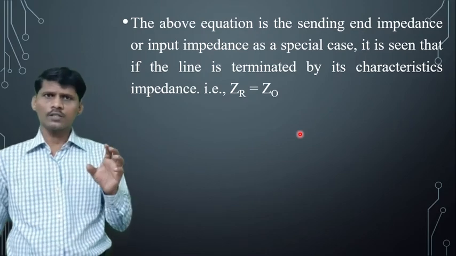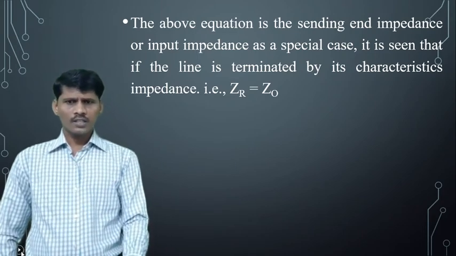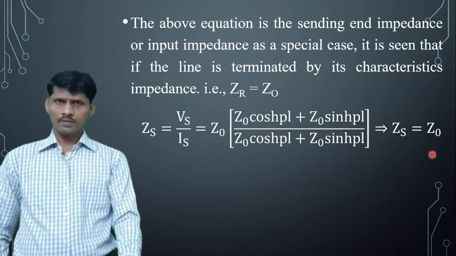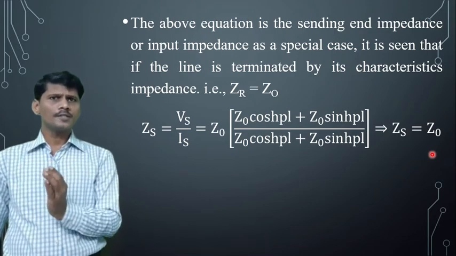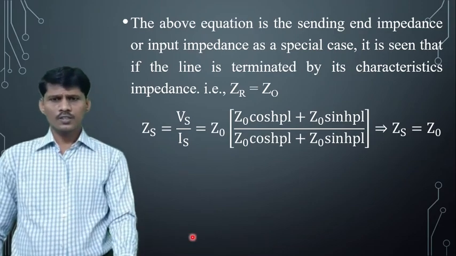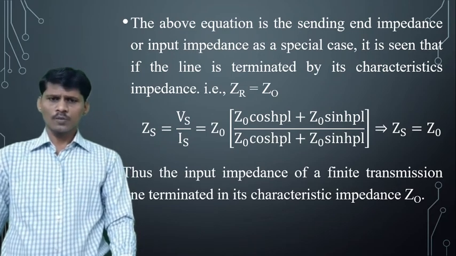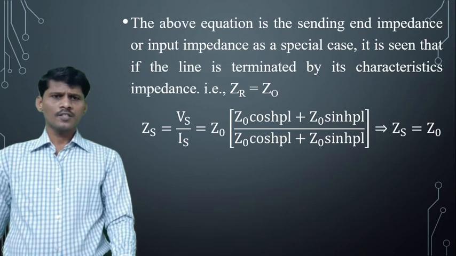In the above equation, substituting ZR equals Z0, we get the resultant expression ZS equals Z0. When the load impedance is terminated with the characteristic impedance, the input impedance is equal to the characteristic impedance of the transmission line. And what is the equation of the input impedance? This is the equation of the input impedance.